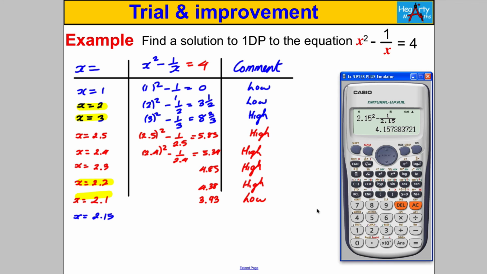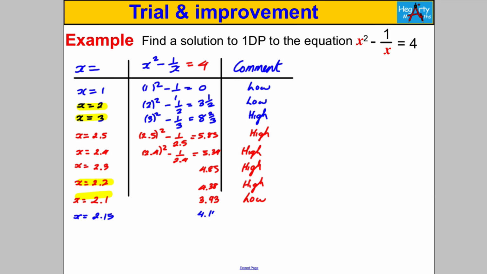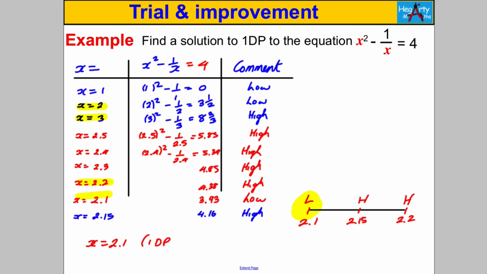And I get 4.16, which is too high. Time to draw my little sketch. So here's my little sketch. Well, I tried 2.1 and I was too low. I tried 2.2 and I was too high. And I tried 2.15 exactly halfway in between and I was too high. It's too high here, so the answer must be closer to this one, the one on its own. So x is equal to 2.1 to 1dp is our answer. And that's it for this video. Thanks for watching.